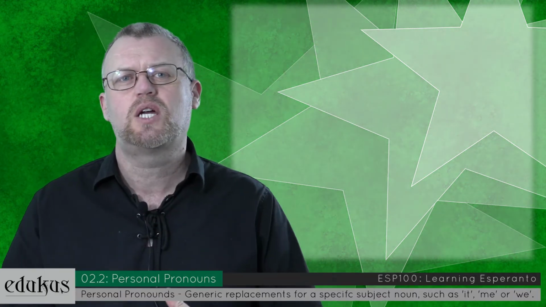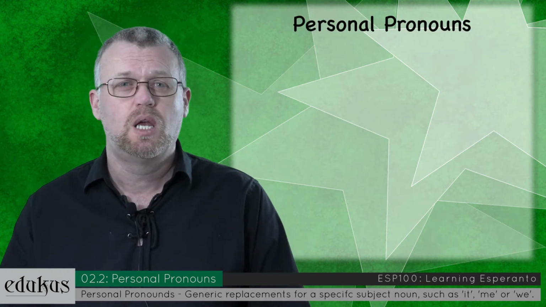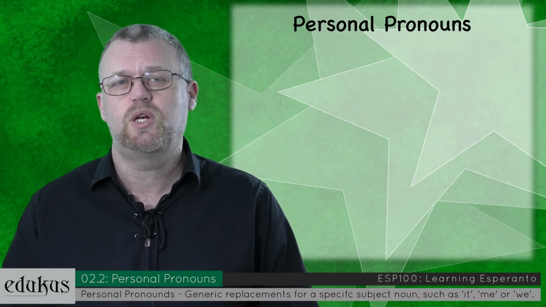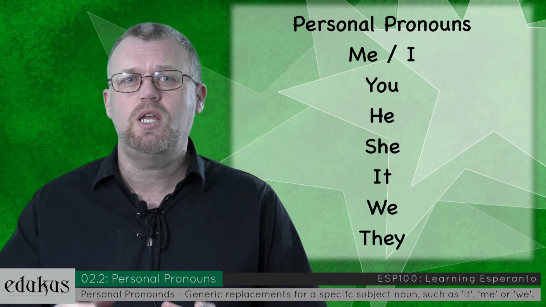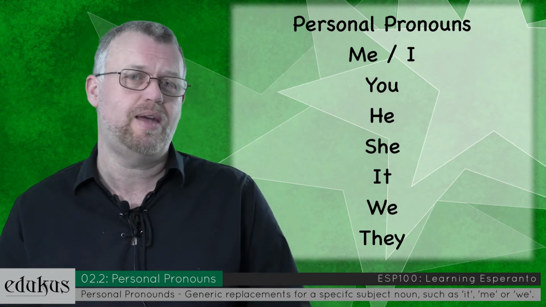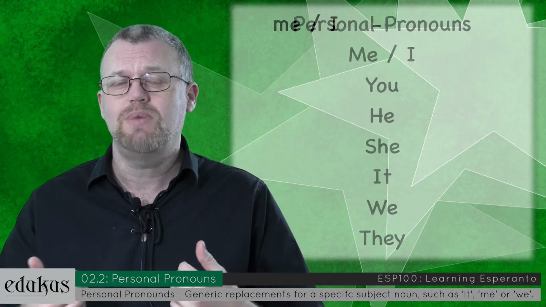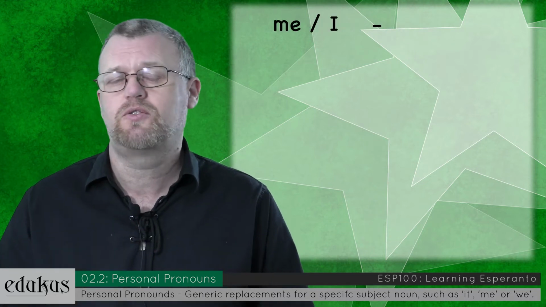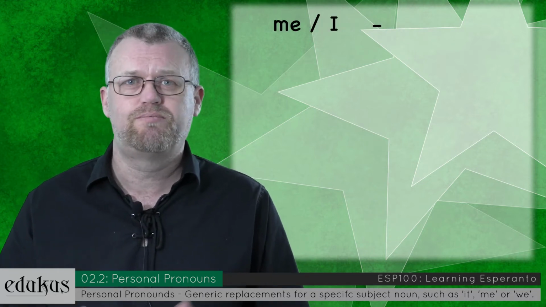Okay, so in the rest of this session we are going to be looking at personal pronouns. But don't worry if you can't remember what those are from school. It really just means me, you, he, she, it, we, and they. In Esperanto, mi, or I, is very easy to remember because it's just, well, me.